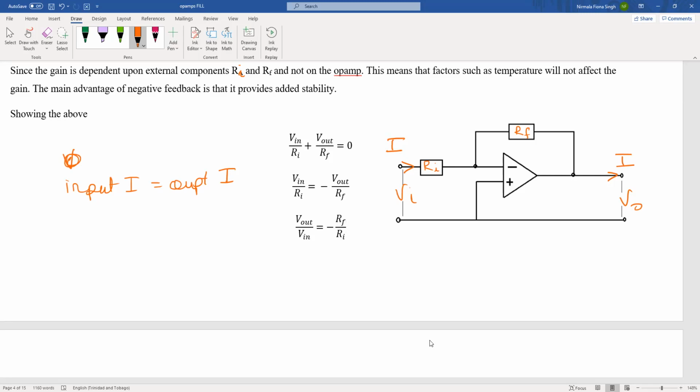So what we can say here, because we're going through a negative input, this is our negative input, that means we're going to take our current and go from positive signal to negative signal. So our input voltage is equal to our negative output current. Everybody follow that so far?